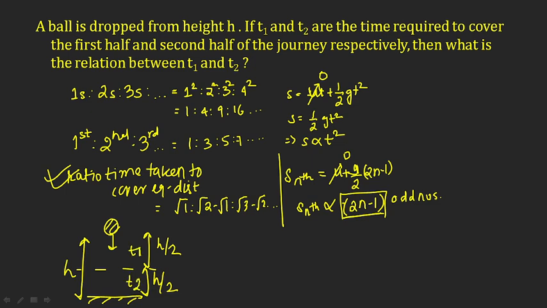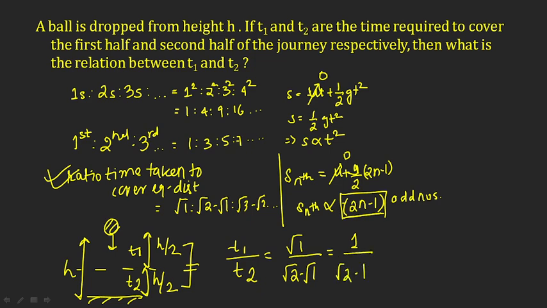Okay, and this is t2 to cover the next h by 2 height. So we can understand from here that this is the case of the time taken to cover equal distances. So we can write t1 by t2 is equal to root 1 by root 2 minus root 1. We know very well that root 1 is equal to 1. So we can write it like this: t1 by t2 is equal to 1 by root 2 minus 1.